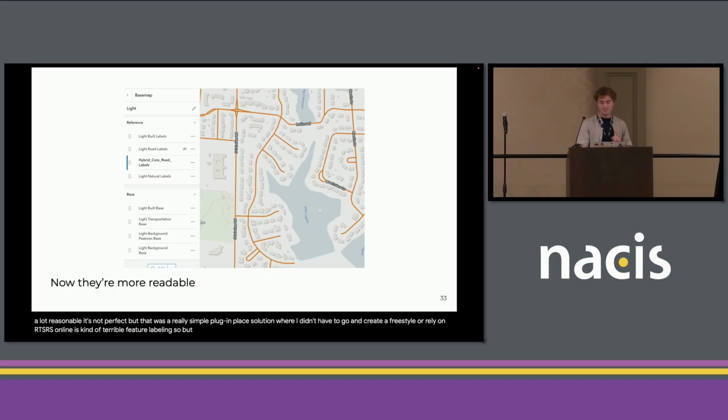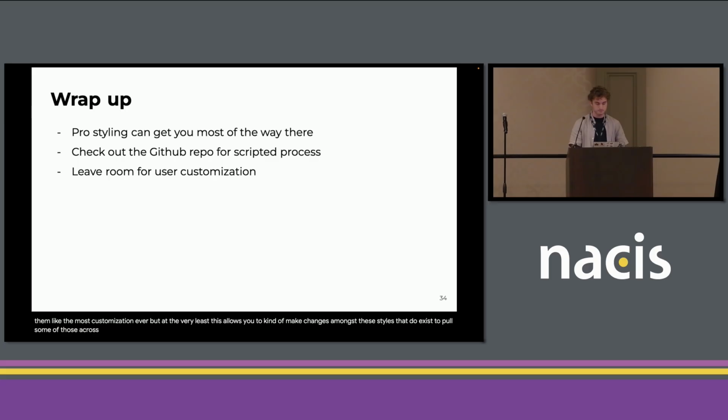But one thing to note is that I wish the vector style editor allowed me to take one that I've published and then make some style edits, because then it would force a save as and save a new tile. I had real issues doing that, so I don't have the most customization ever. But at the very least, this allows you to make changes amongst the styles that do exist to pull some of those across.